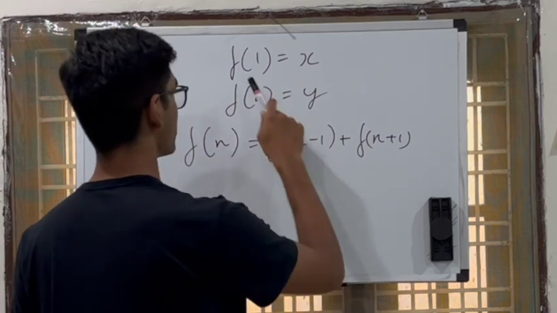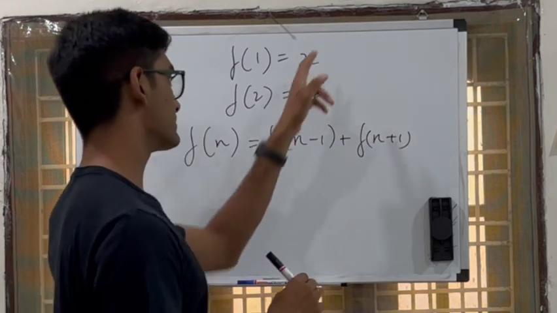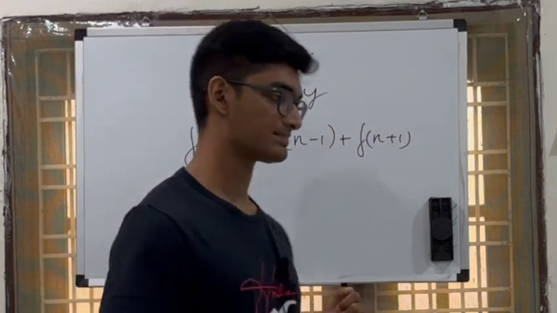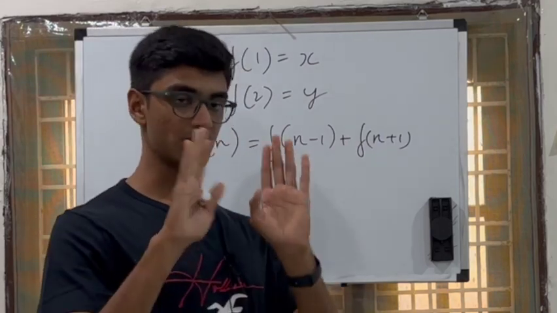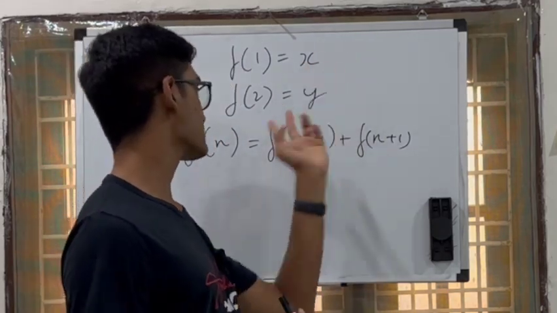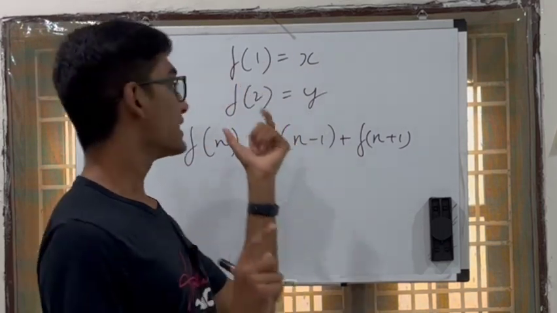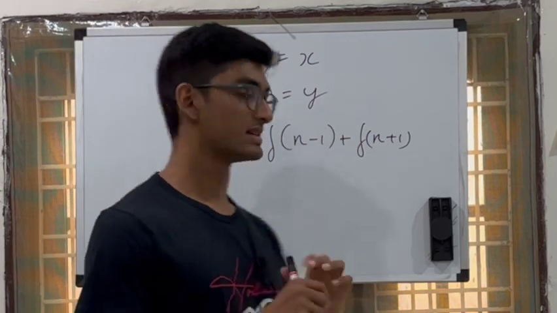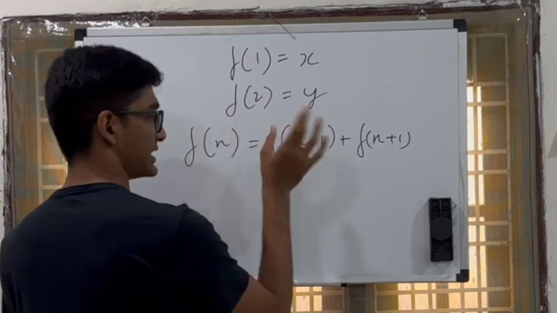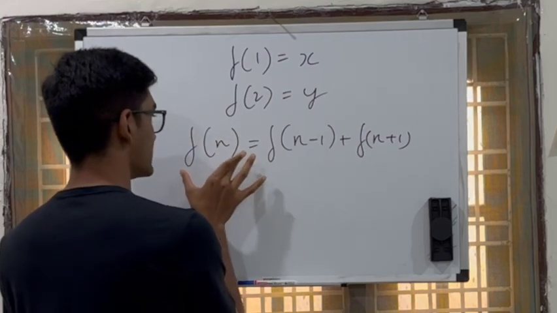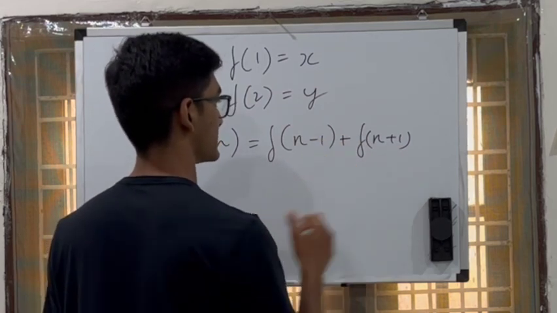You'll be given f(1), which is x, and f(2), which is y. Basically, the inputs you'll be given are x and y. You'll also be given another input, n. So you'll be given three inputs, first x and y, and then n. It's stated that f(1) is x and f(2) is y, right? And if you want to find f(n), it is f(n-1) plus f(n+1).